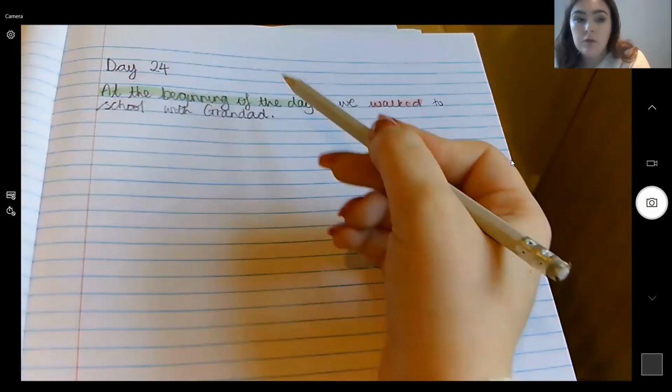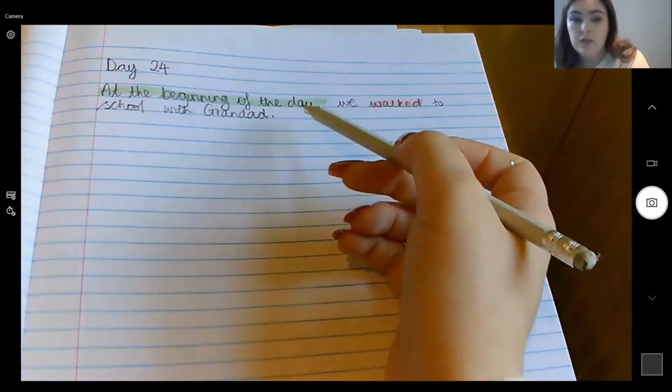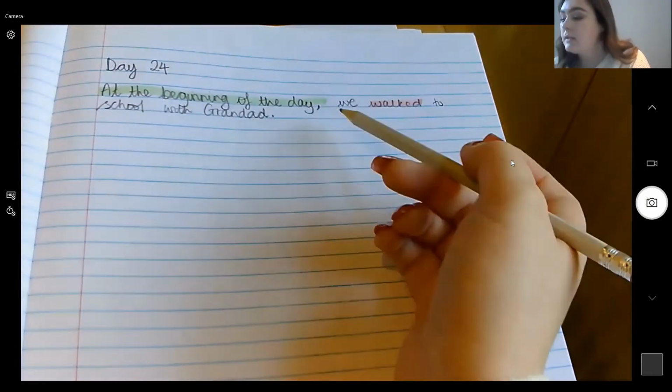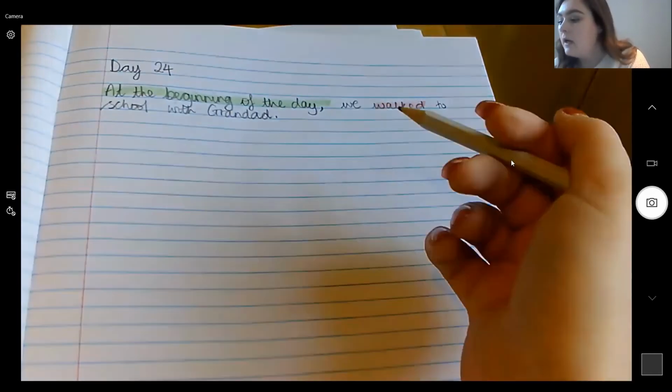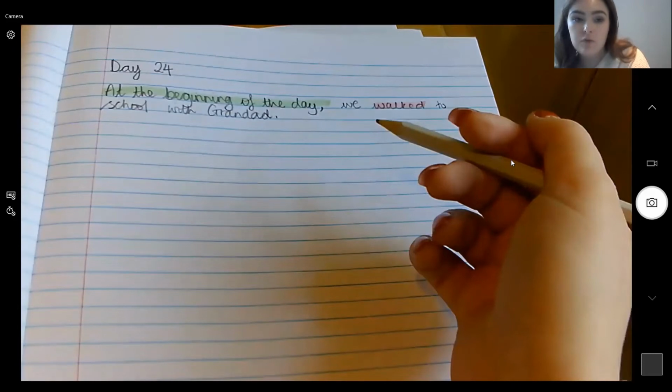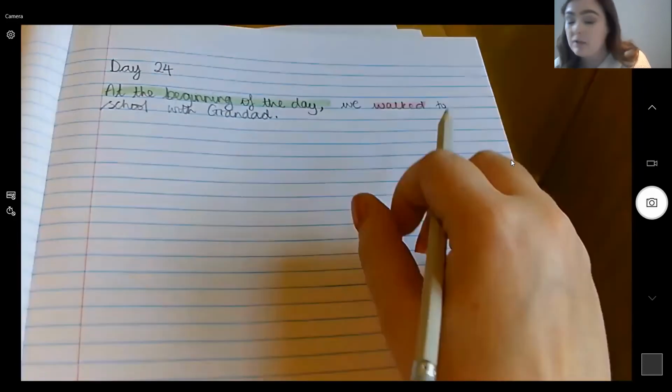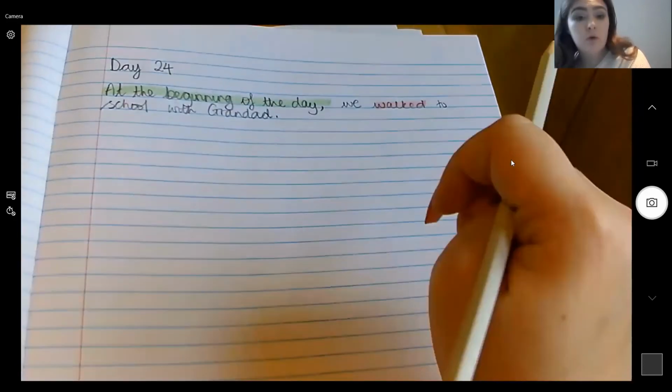Now, this is where you could add a bit more information if you'd like to. So you could write something about how the day was. Was it a nice, warm, sunny day? Was it cold? How did you feel walking to school? Were you excited to get to school? And that's where you can bring in your emotive language.